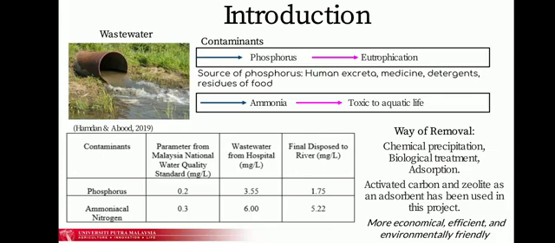The ways of removal include chemical precipitation, biological treatment, and adsorption. Activated carbon and zeolite as adsorbents have been used in this project. This is because they are more economical, efficient, and environmentally friendly.